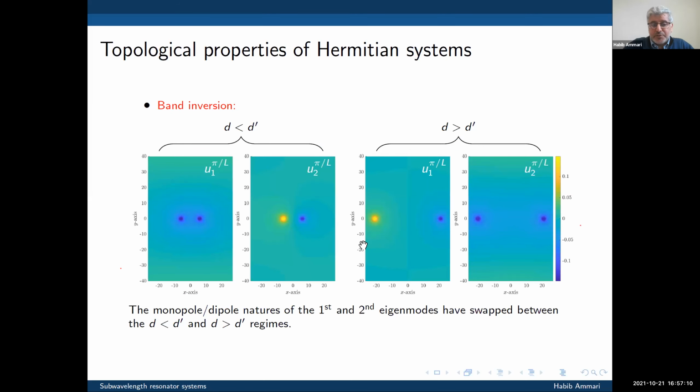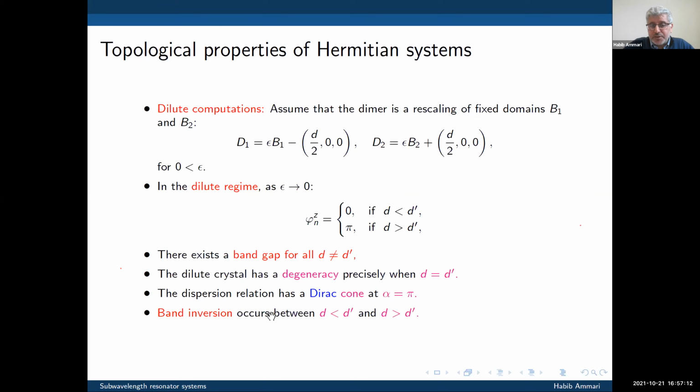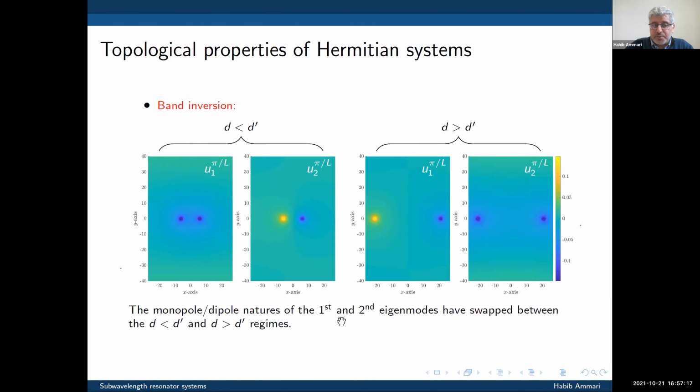Okay? And you can interpret this in terms of band inversion between the cases D is smaller than D prime and D is larger than D prime. So when D is smaller than D prime, where D prime is the period minus the distance separating the two resonators, you get a monopole, then a dipole. And when D is larger than D prime, you get a dipole. This would be the lowest curve, and then the monopole. Okay? And D equal to D prime, you have this Dirac cone.